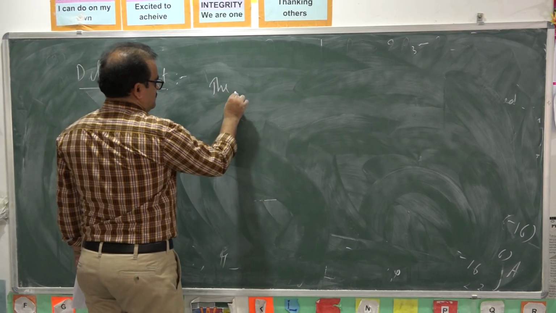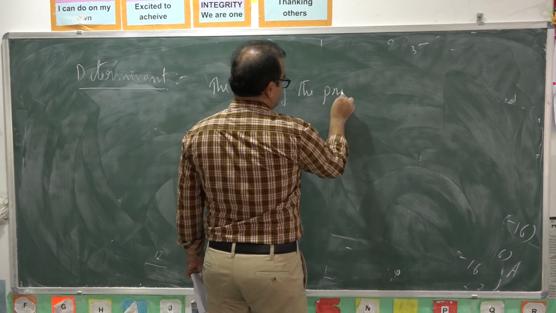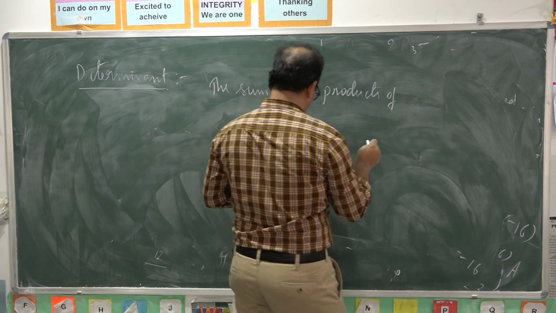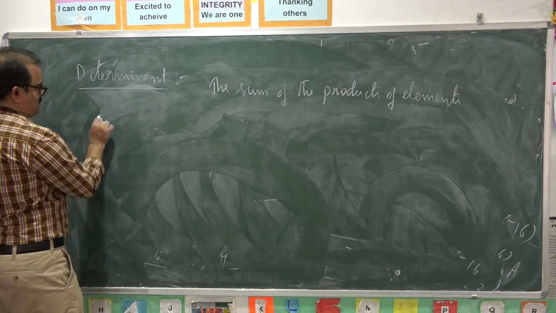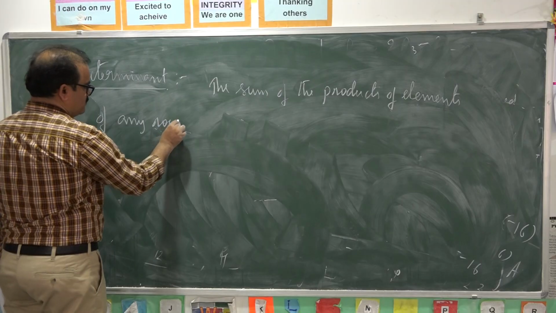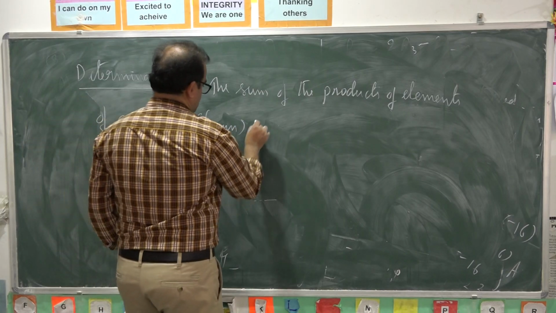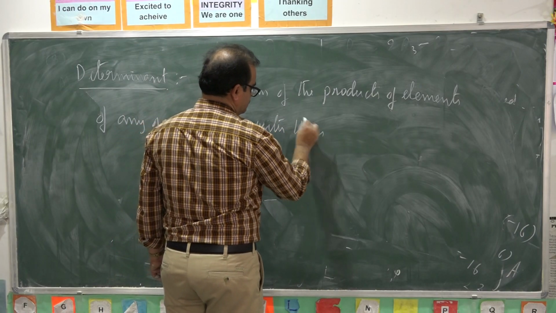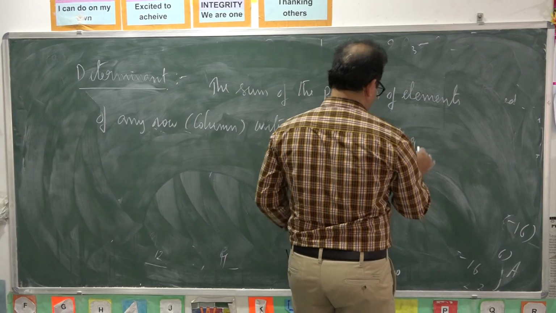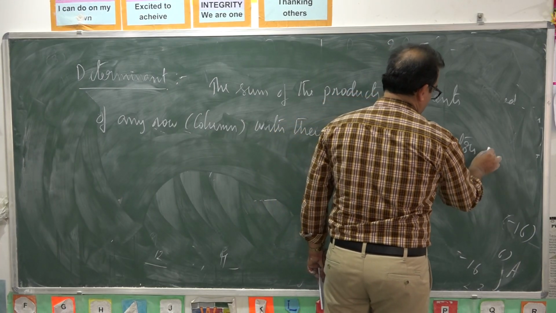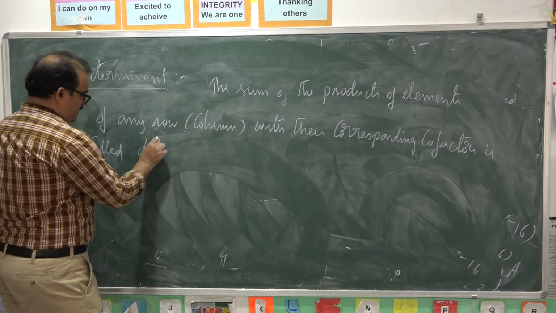The determinant of a 3 by 3 matrix is the sum of the products of the elements of any row or column with their corresponding cofactors is called determinant of the matrix.